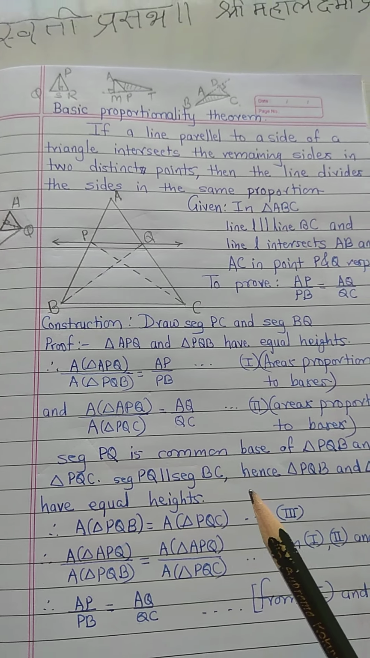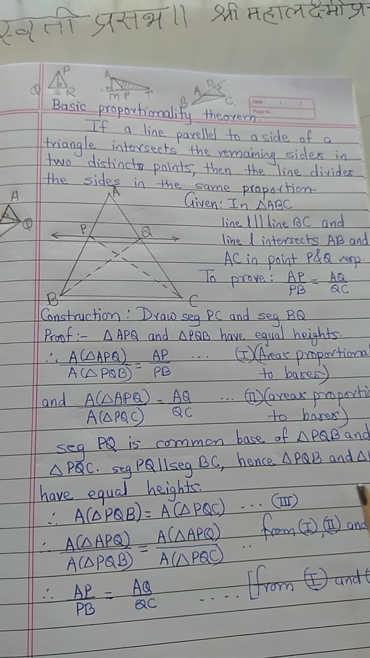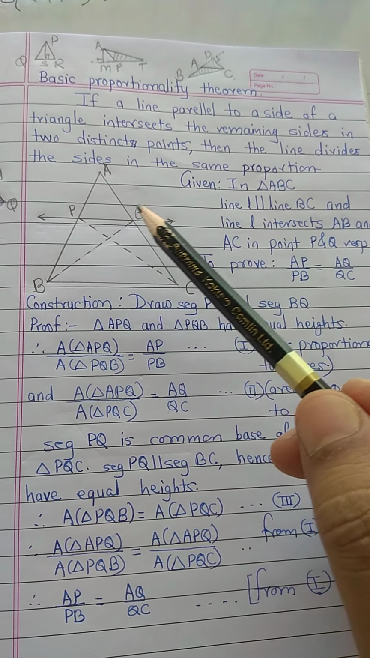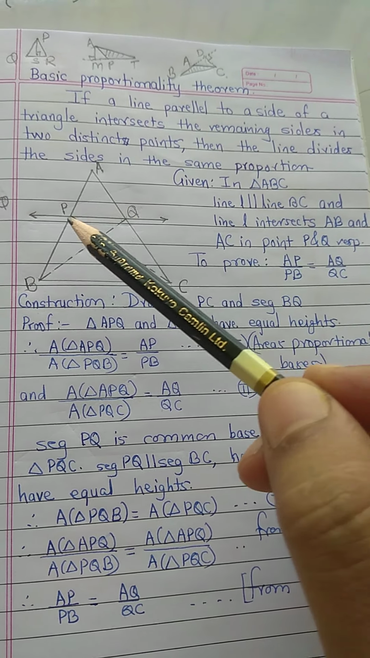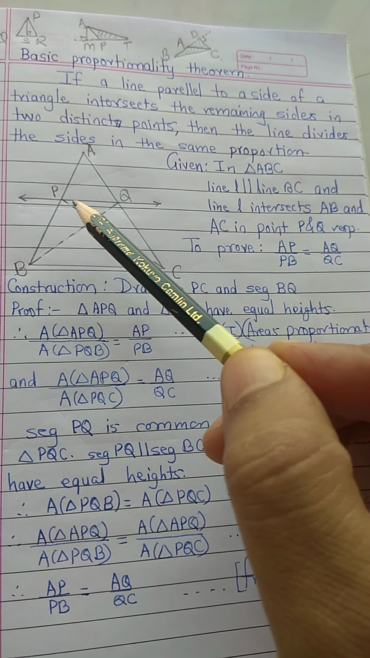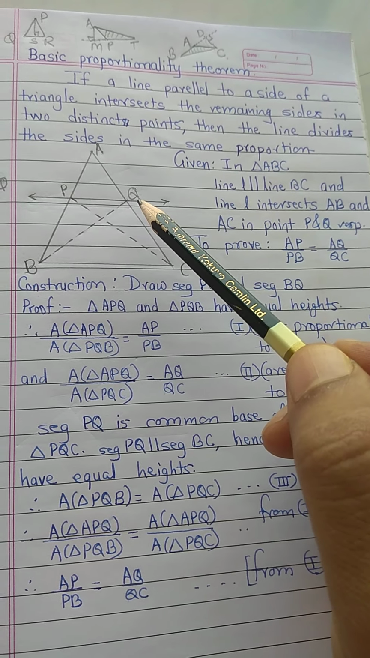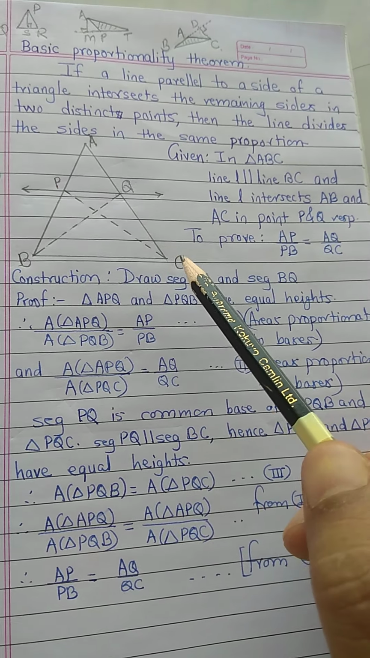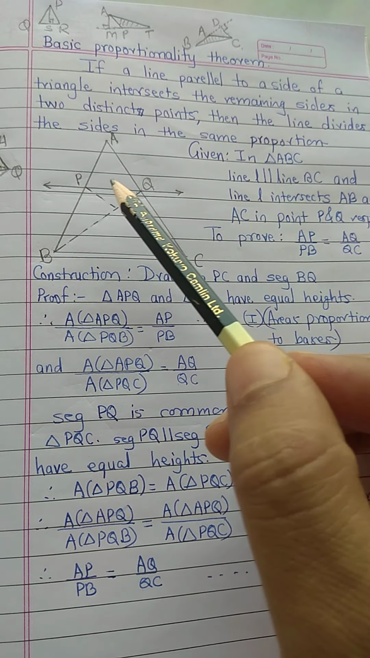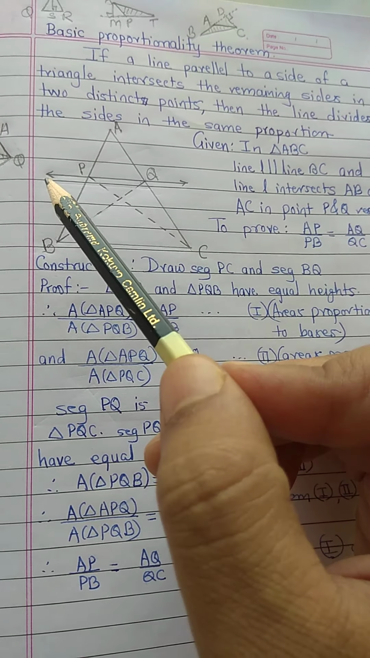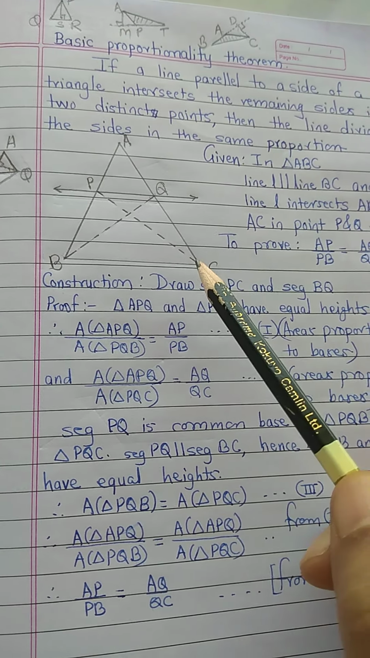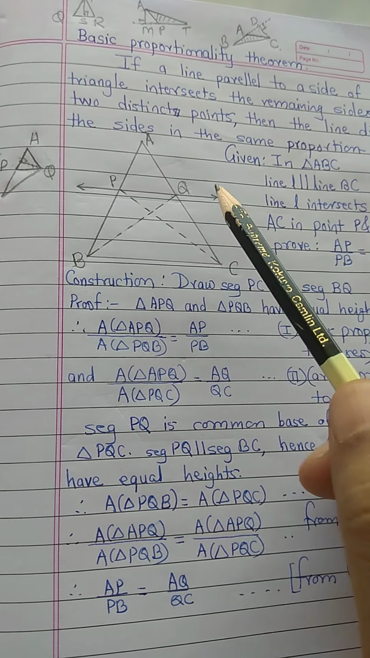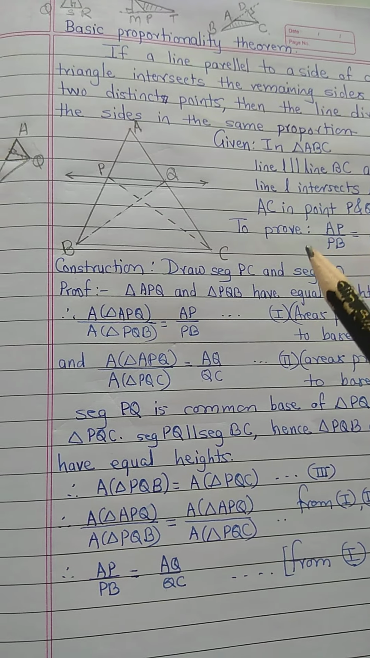Now, segment PQ is the common base of triangle PQB and PQC. This is triangle PQB and this is triangle PQC. PQ is the common base, and therefore the altitudes drawn from this point B and point C on this common base are also equal, because the lines are parallel. The perpendicular distance should be equal. We know that between two parallel lines, the perpendicular distance is always equal.